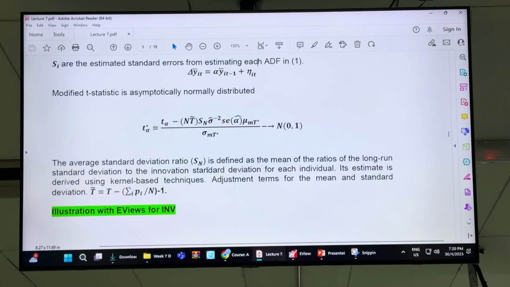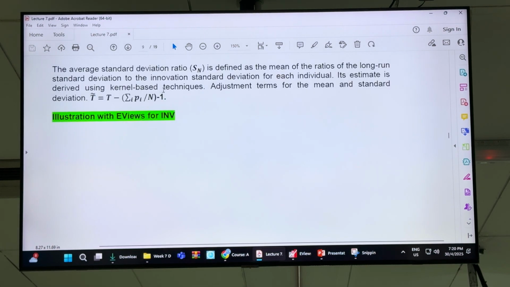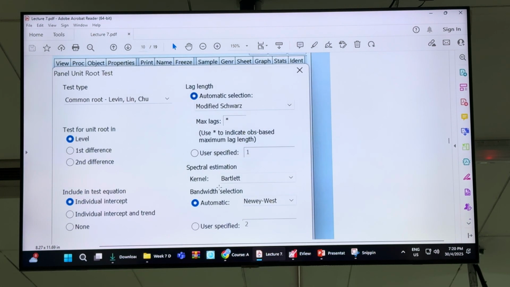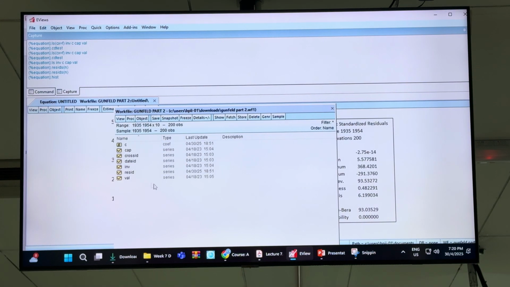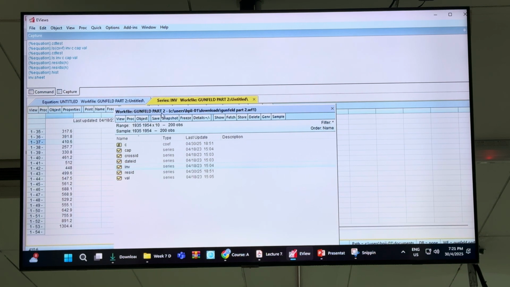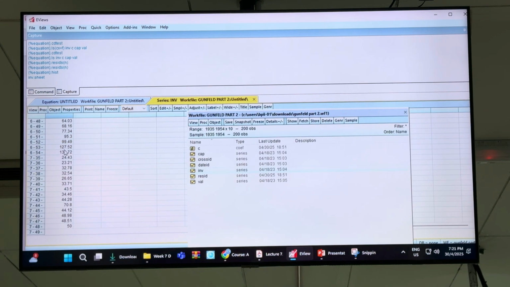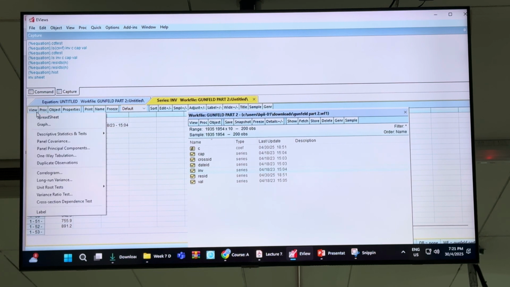Okay, so you can use your series, for the investment series. You can go to EViews here. For example, I want to click on the investment. I want to see my investment series for all my 10 firms. Are they stationary or not stationary? So I go to View, then I go to Unit Root Test. From this unit root test, you can see there are two different options here.